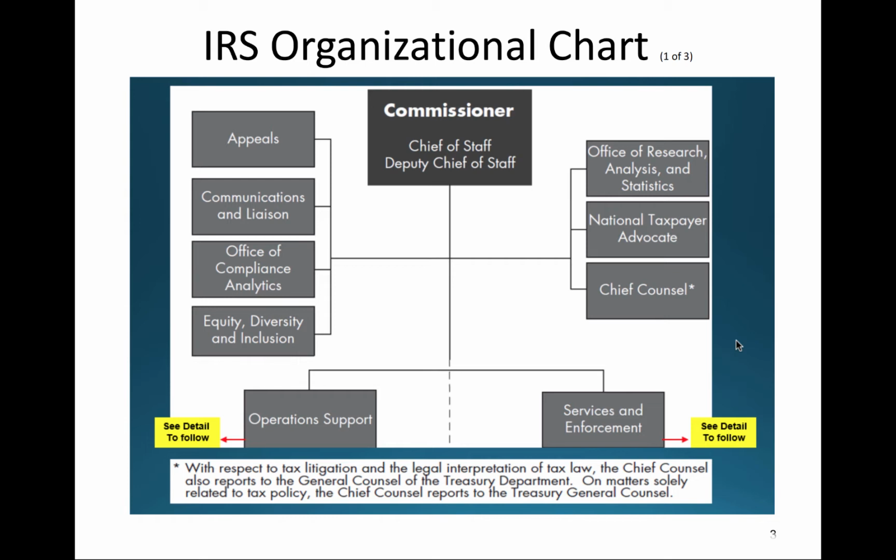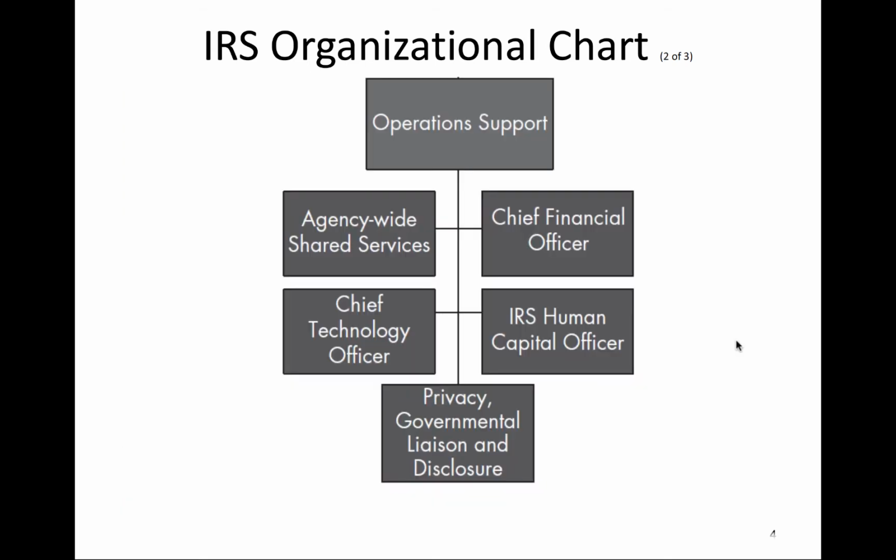There's various divisions: appeals, communications, compliance, chief counsel, national taxpayer advocate, statistics, operations support, and services and enforcement. Now, when we think about the IRS, what we're thinking about is the services and enforcement section of the IRS. Operations support provides internal support within the IRS to help with various issues. So you have chief financial officer, chief technology officer, human capital officer. Think of it like you got HR, you got various things like that.